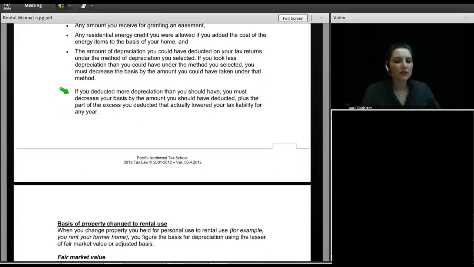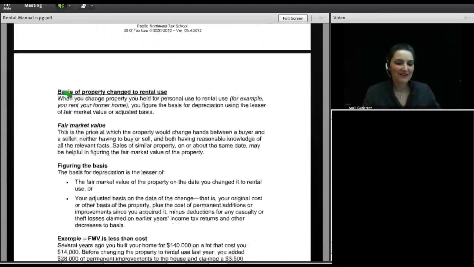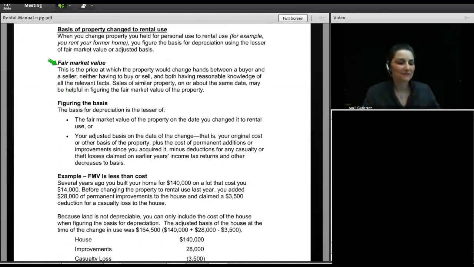If you deducted more depreciation than you should have, you must decrease your basis by the amount you should have deducted plus the excess amount that you actually claimed. So if you don't claim depreciation at all, you'll be treated as if you did. And if you claim more than you're supposed to claim, all that you actually did take. Okay.